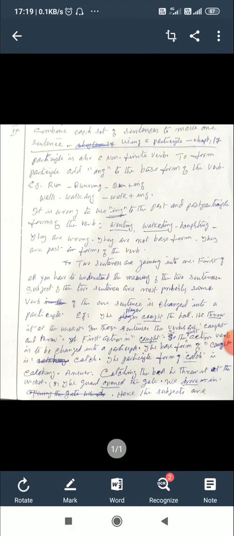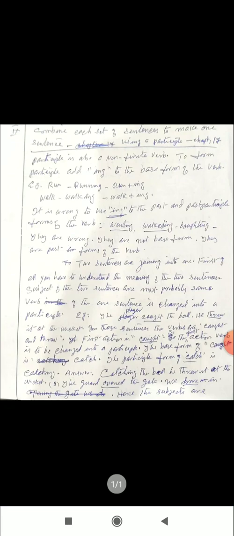Here, find out the base form of the verb caught. Caught is the past tense and past participle form of catch. So caught is changed into catch, and add ing. So catching is the participle of caught.